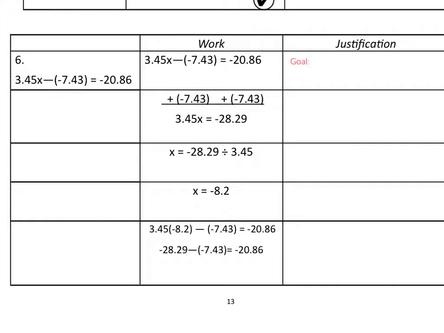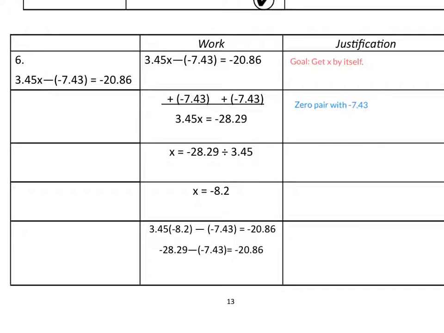We know that our goal is to get, in this case, x by itself. First step and the last two are usually the easiest to justify. Moving into the next step, what do you do? So if we go through our checklist, we don't have to distribute. We have to make a 0 pair. But we don't just write make a 0 pair. We make a 0 pair with negative 7.43.